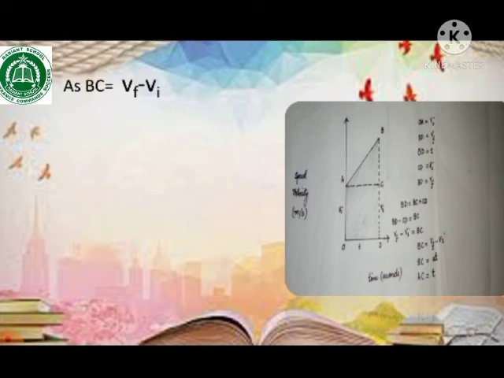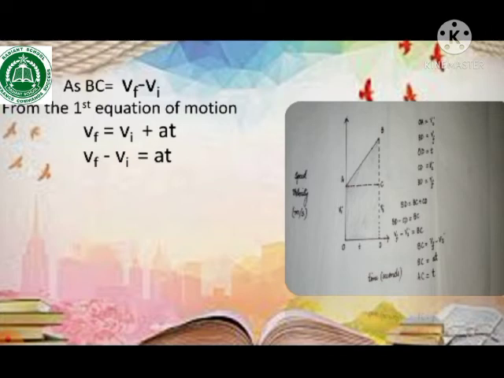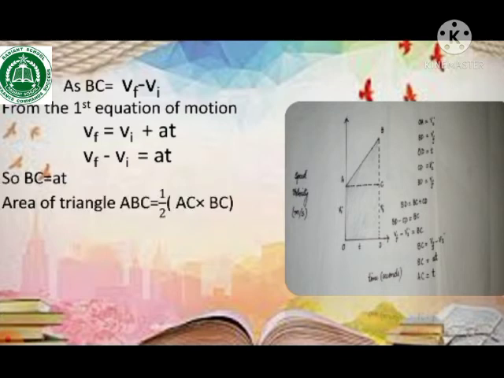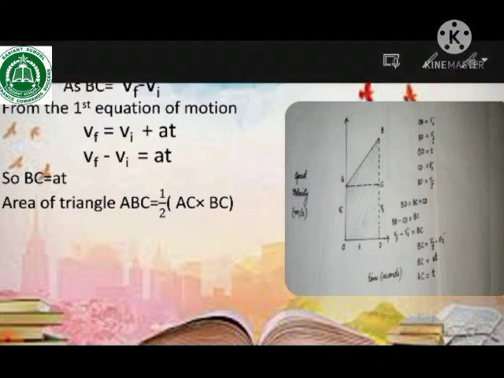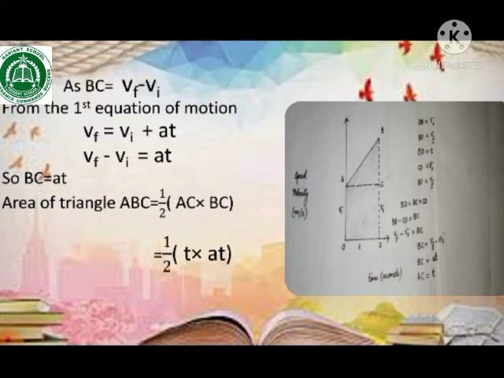Again, from the diagram, BC is equal to VF minus VI. From the first equation of motion, if you rearrange it, you get VF minus VI is equal to AT. So BC can also be written as AT. Now the area of the triangle ABC is 1 by 2 AC into BC, as AC is the base of the triangle and BC is the height. Now put the values of AC, that is equal to OD, that is T, and BC is equal to AT. Now multiply and get the simplified answer. So the area of the triangle is 1 by 2 AT square.